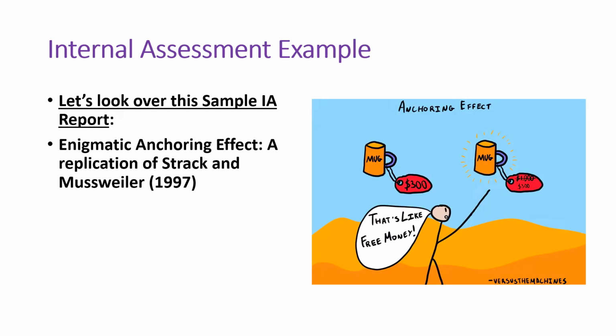So just so that you are following along, there is a sample IA that we went over in class in the yellow booklet. It's about 4 pages in from that yellow booklet. It's the anchoring effect by Strack and Mussweiler. It's based on that, and you can use that along with your check sheet as we go through the video.